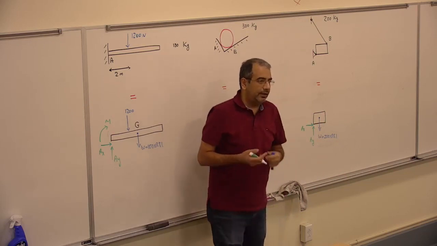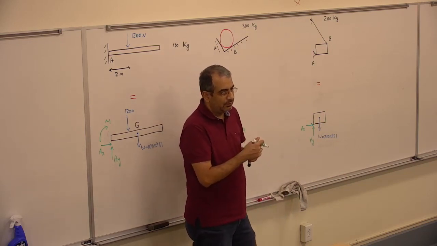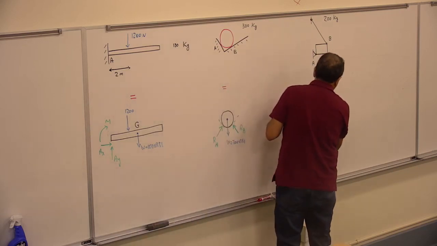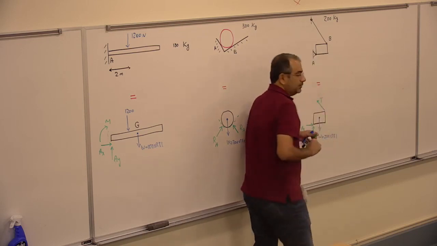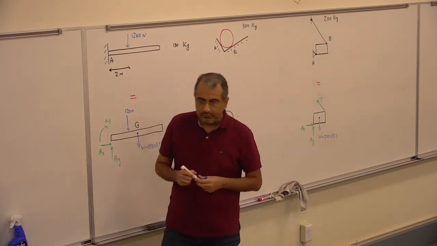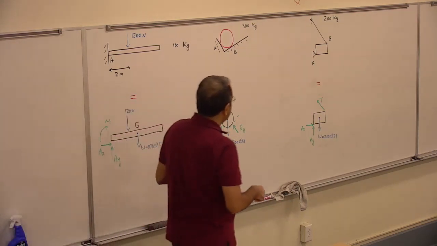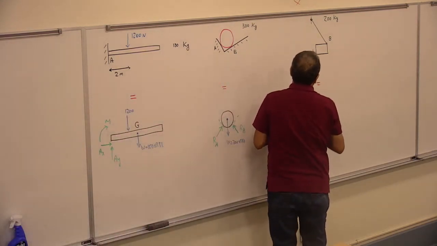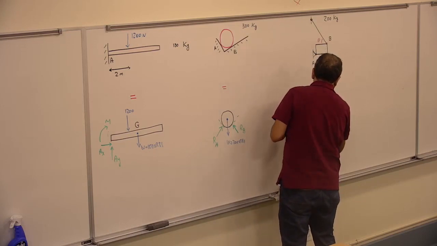At point B, I have a rope. Rope is always in tension in direction of the rope. So I'm going to have a T there also. So again, if that angle here is whatever, if it is theta, this is going to be theta.